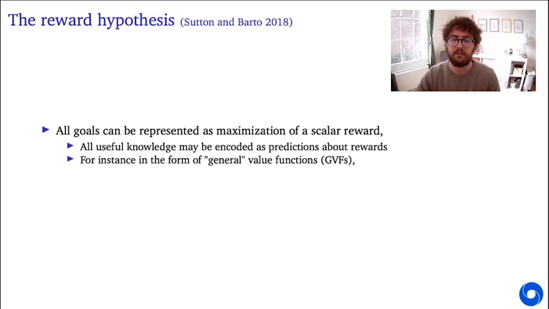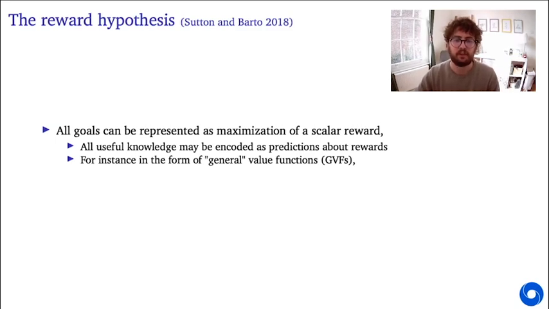But importantly, this predictive knowledge does not need to refer to the single main task reward. Instead, the agent could make predictions about many different other scalar quantities. And these predictions would still look very much like value functions, but they would refer to a different scalar signal, and are therefore typically called general value functions.